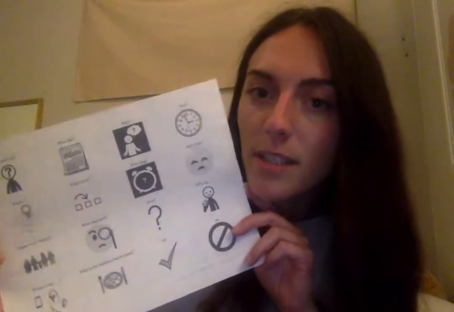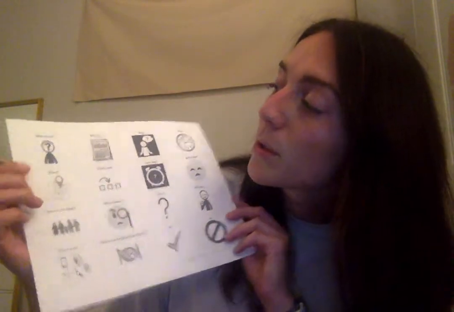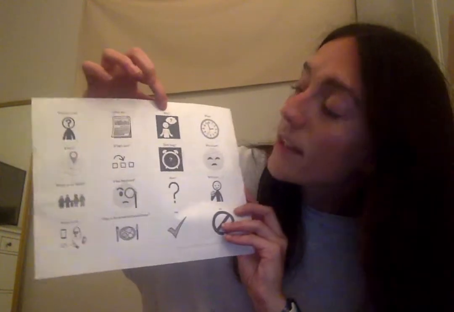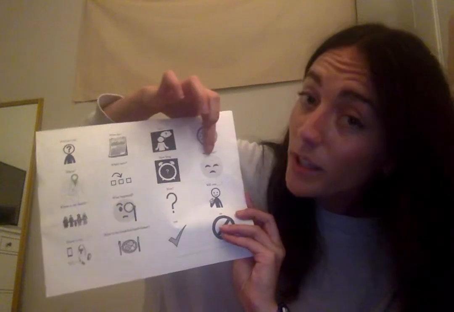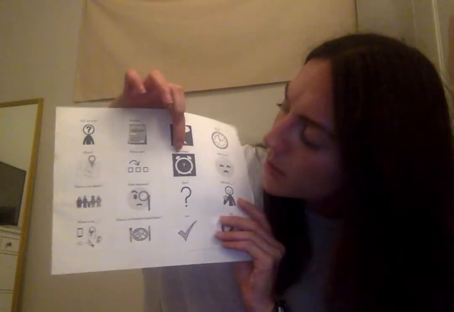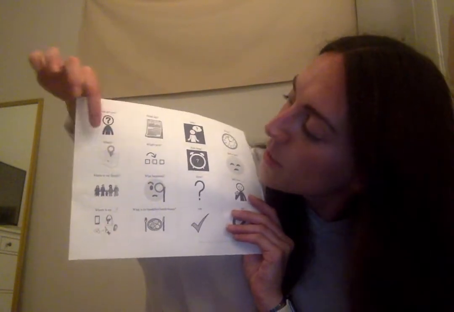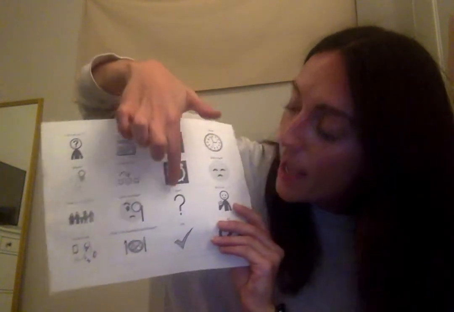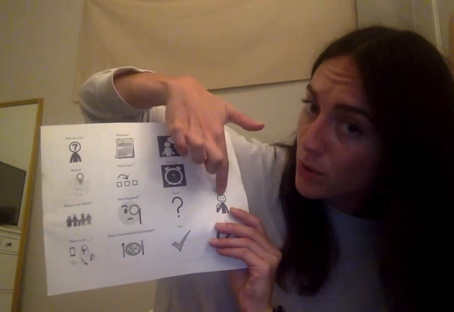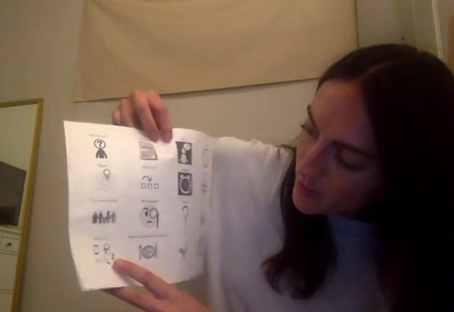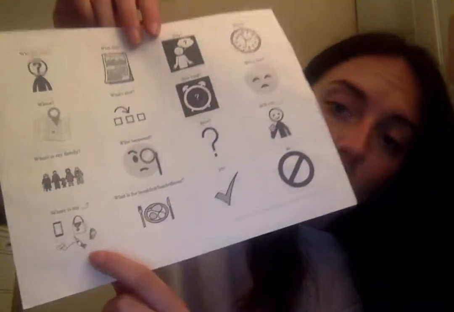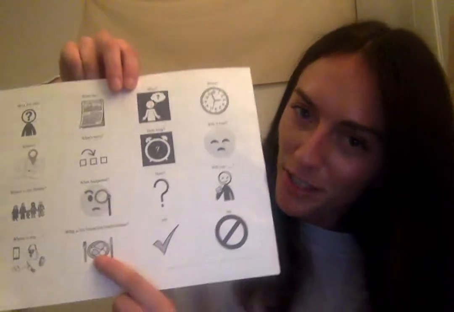And so some of the questions that I have included on this board include, who are you? What day? Why? When? Will it hurt? How long? What's next? Where? Where is my family? What happened? How? Will you? And then where is my? And this has a phone, keys, glasses, a purse, and a watch on there. What is for breakfast, lunch, or dinner?